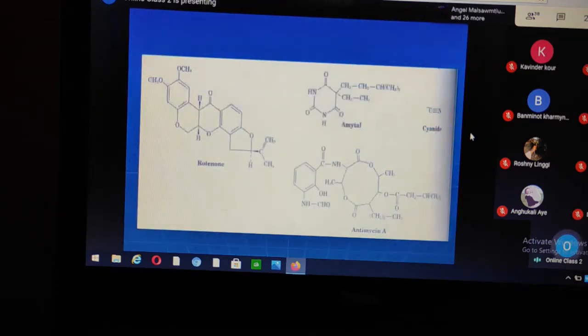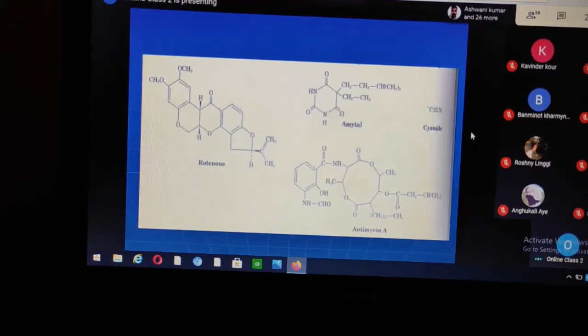This is not required for you. This is just given to show you the structures of these antibiotics.